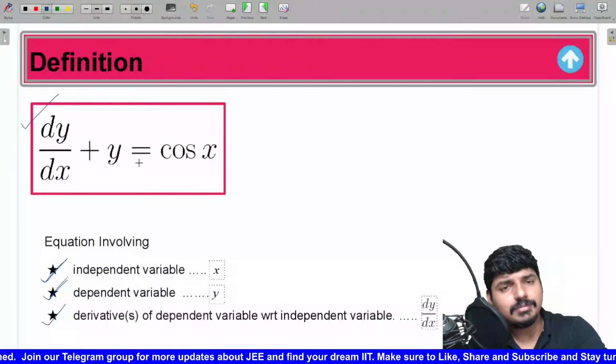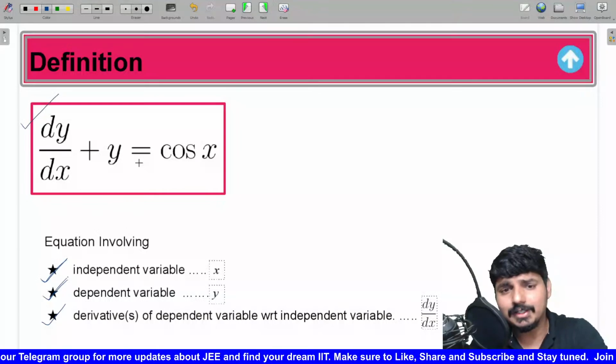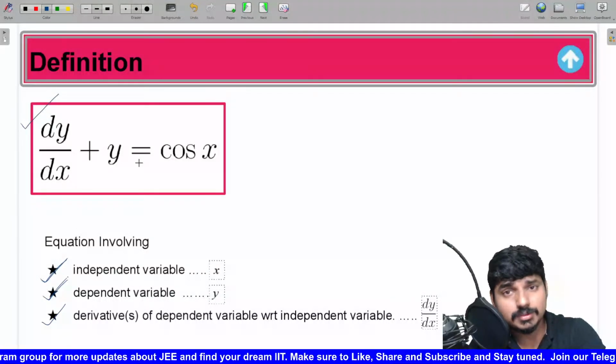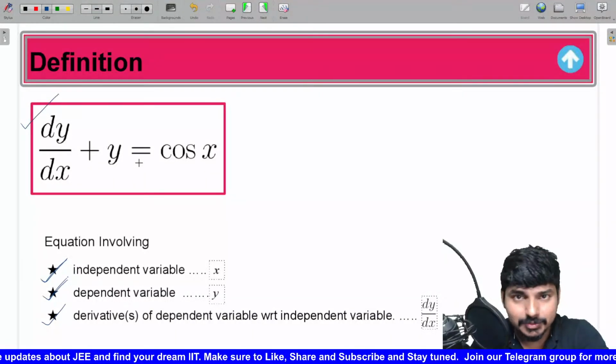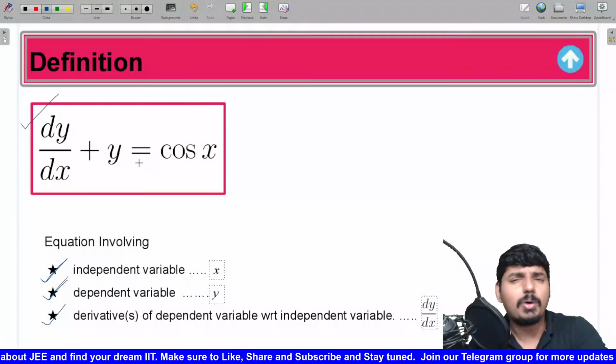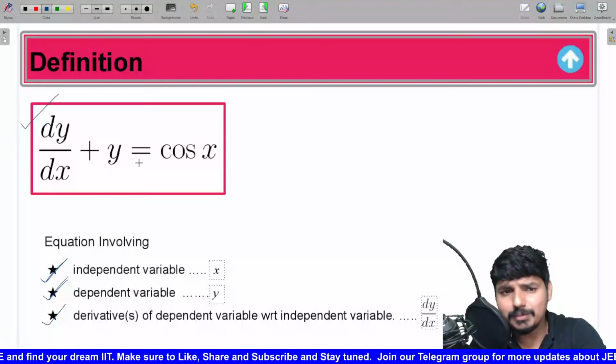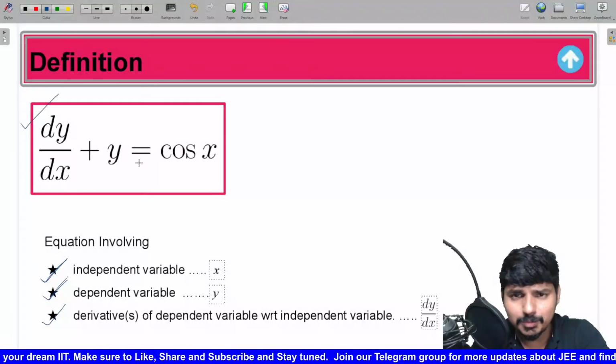Now, for any differential equation we can find out two things: order and degree, if it is defined. So let me tell you what the order of a differential equation is going to be, and the degree of a differential equation.